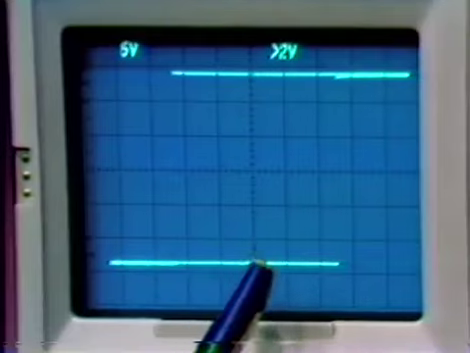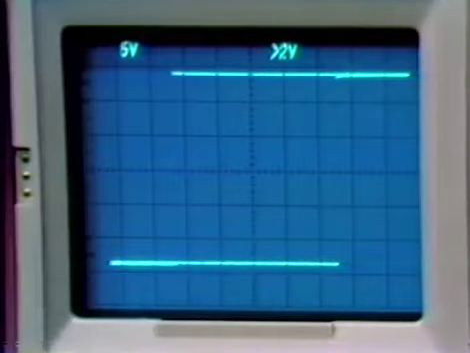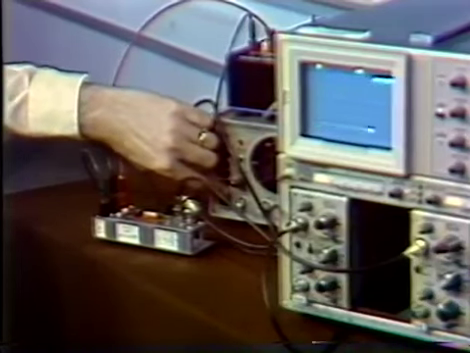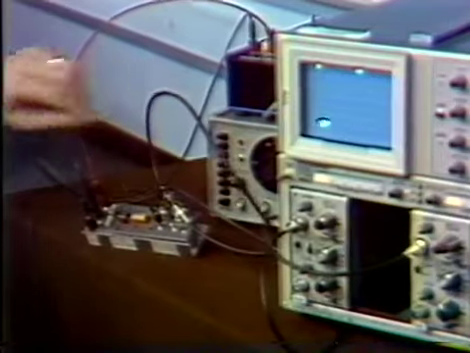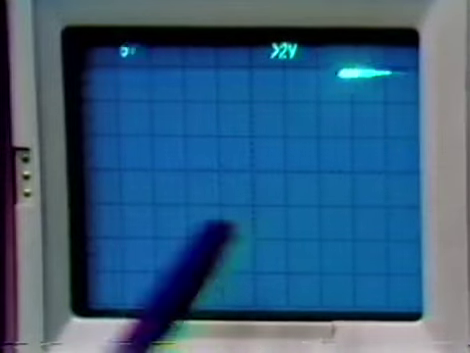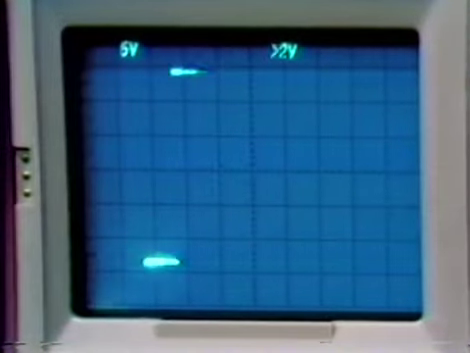I can convince you that it's actually going around in the correct direction by simply slowing down the sweep. Let's see, there we begin to see it, and let's go even a little bit slower, and then we can follow the dot. And here we very clearly see the pattern being traced out by the Schmitt trigger.